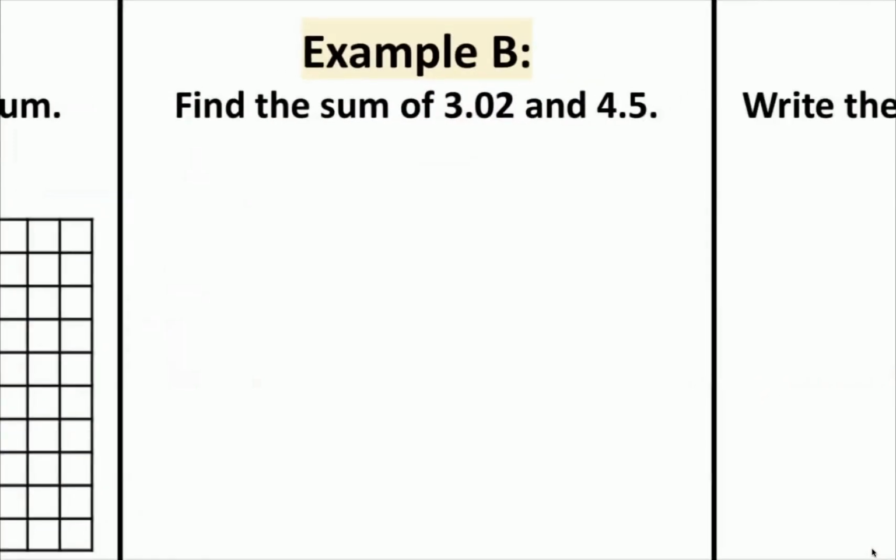Let's look at example B. Example B says find the sum of 3 and 2/100ths and 4 and 5/10. Let's go ahead and underline sum. That's a keyword for adding. So we know we're going to add.